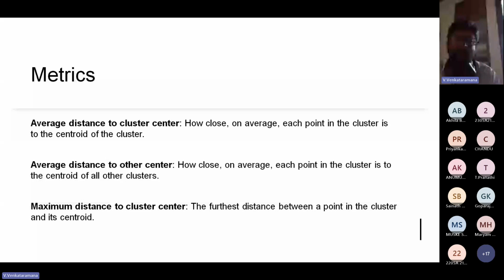That means the average distance from the other center, and the maximum distance to the cluster center, the furthest distance between a point and the cluster. In a particular cluster, identify the centroid and also identify the point or flower which is far away from that centroid. That should also be low. So the first parameter should be as low as possible, and the second parameter should be as large as possible.